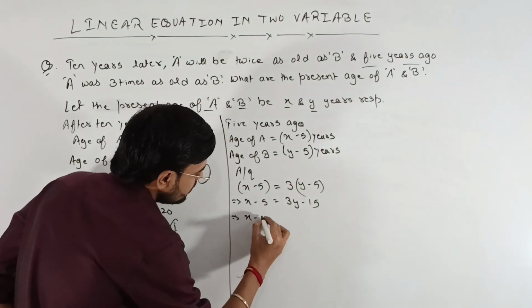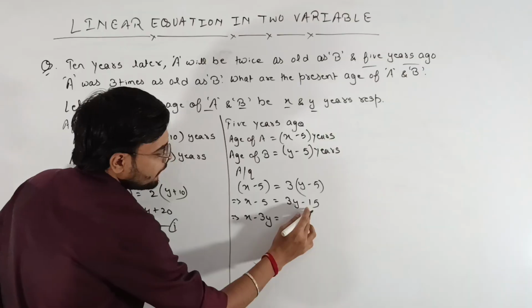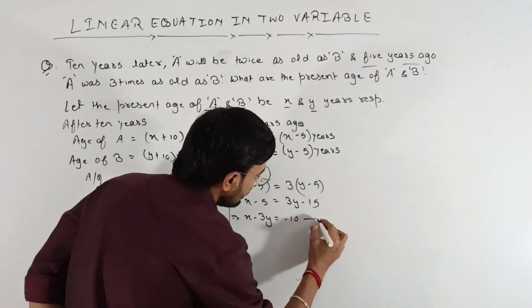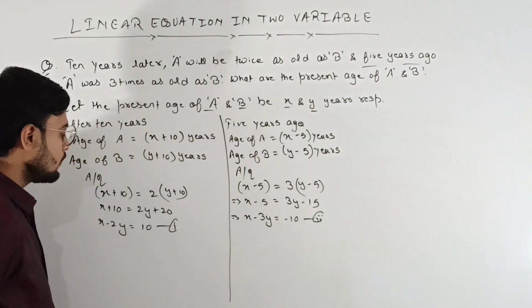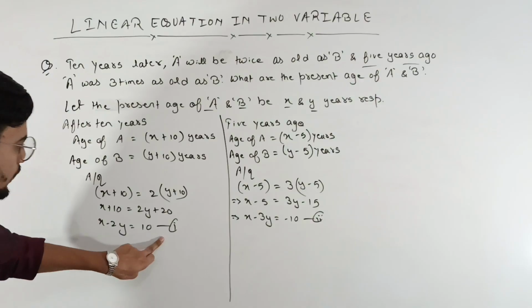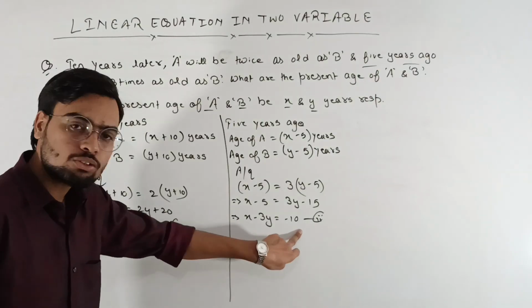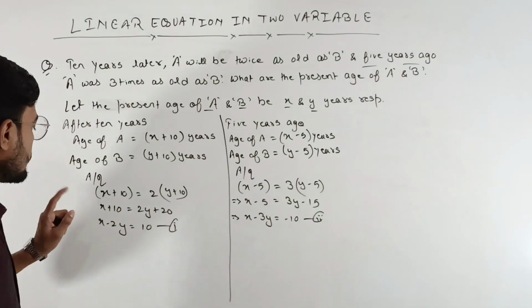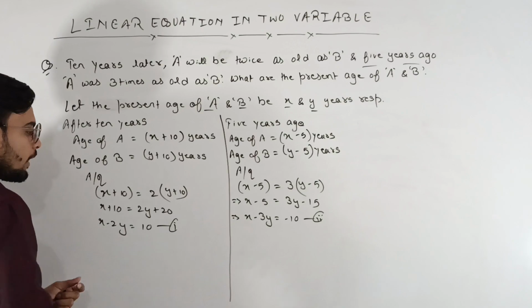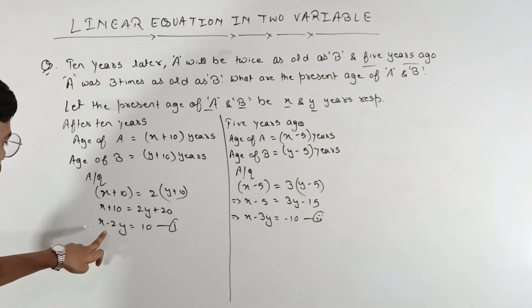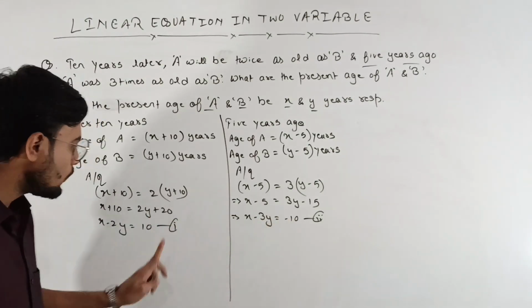Now x minus 3y is equal to minus 15 plus 5, which is minus 10. This is our second equation. The first is x minus 2y is equal to 10. The second is x minus 3y is equal to minus 10. Now we cancel x by subtracting equation 1 from equation 2.